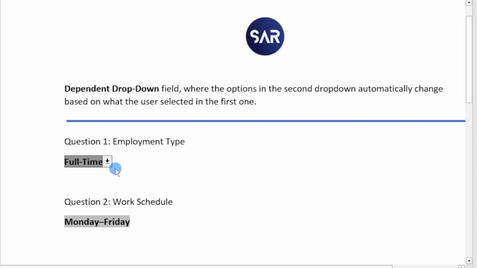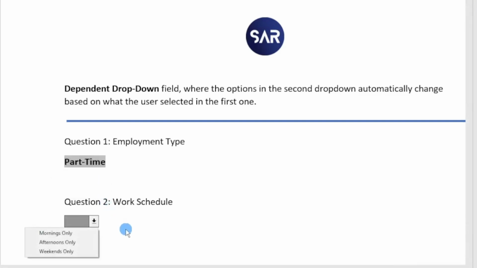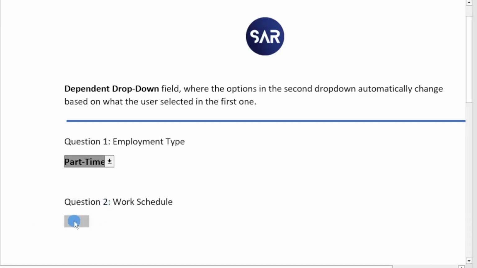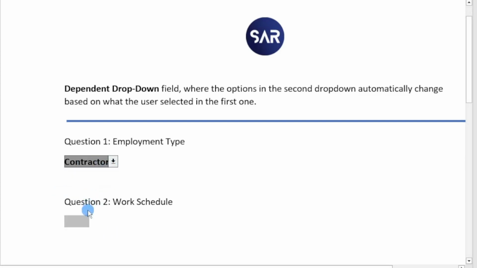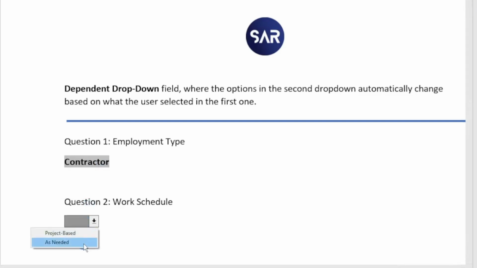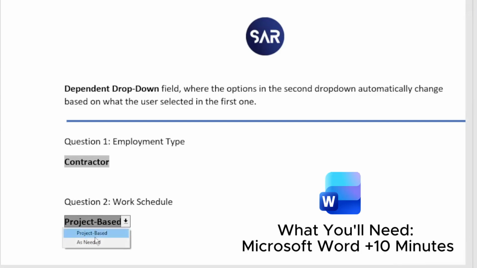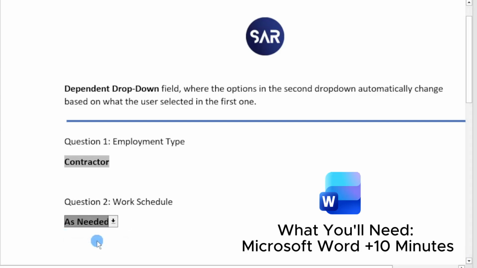That means you have two dropdown fields in your form, and whatever the user picks in the first one completely changes the options available in the second one. So the second dropdown is always relevant, always clean, and never shows options that don't apply. No confusion, no wrong answers. It's a much smarter form. And the best part? We're building this entirely inside Microsoft Word.